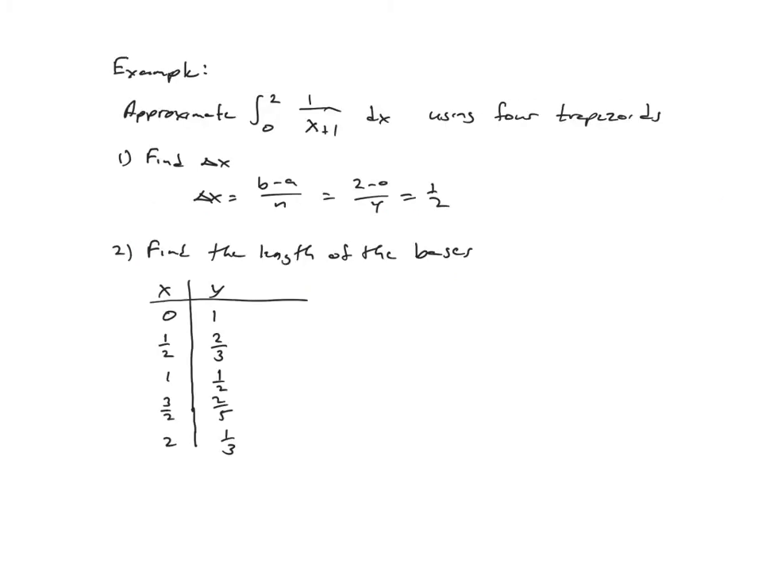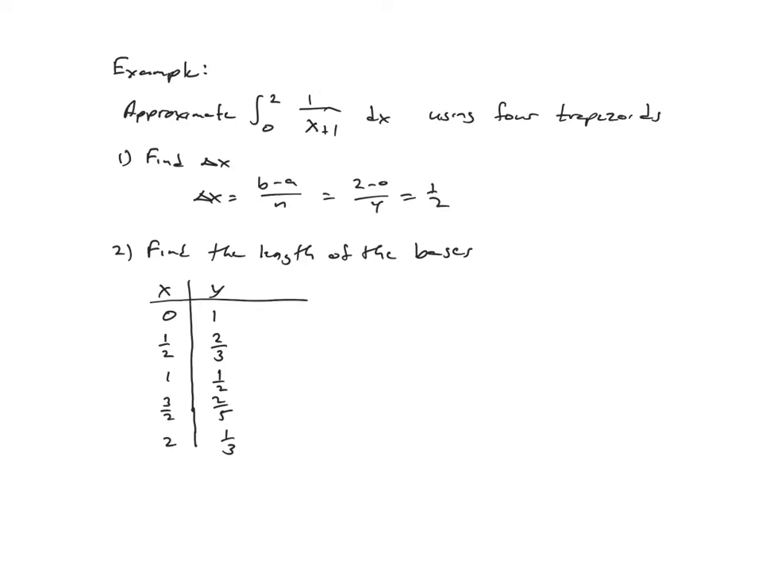So let's look at a problem here. I'm going to approximate the integral from 0 to 2 of 1 over x plus 1 dx, and I'm going to use 4 trapezoids. The first thing I want to do is find delta x, which is b minus a over n, so it's 2 minus 0 over 4, which is 1/2. And so at this point, I'm making a table of values.